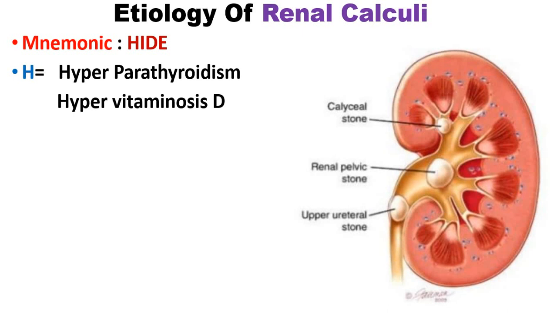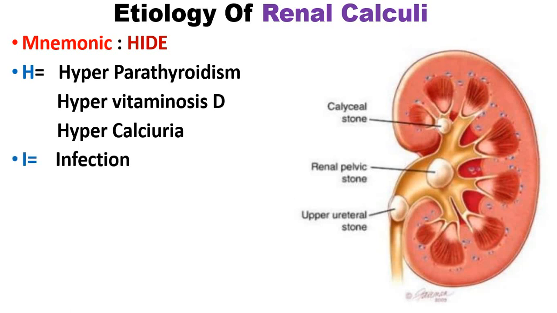The other H is hypervitaminosis D, or vitamin D. If the concentration of vitamin D is high, or vitamin supplements are taken in higher amounts, it can cause renal calculi. The third H is hypercalciuria. If the concentration of calcium is high in the urine, it can cause renal calculi.